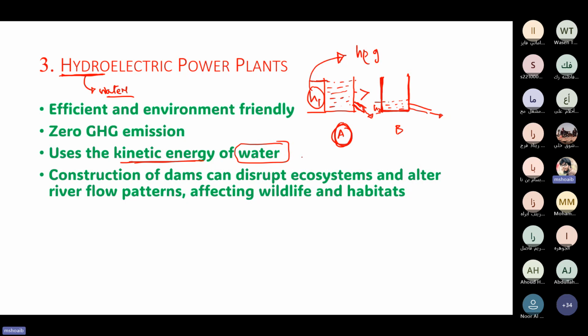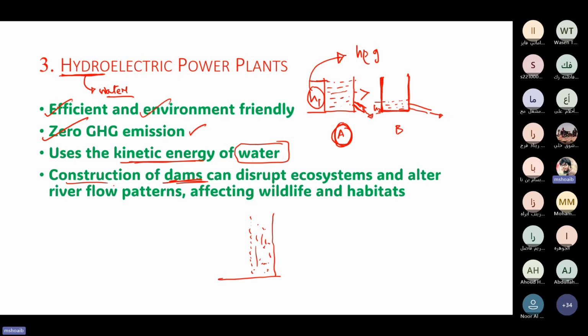So the idea is very simple. This is very efficient and environment friendly because we are not burning anything. We are not burning coal or fossil fuel, and there is zero greenhouse gas emission. Excellent one. But you need to construct some dams because you need to increase the level of water. You have to put the water in a closed place where the level of water can rise up. So you have to use the height of the water. The more height you produce, the more power it can generate.